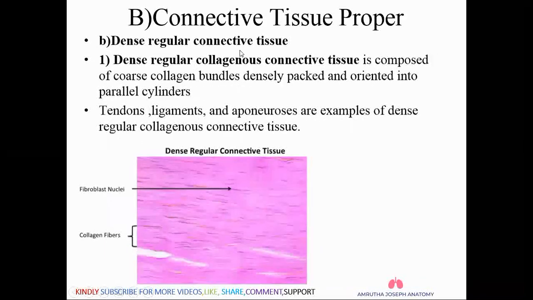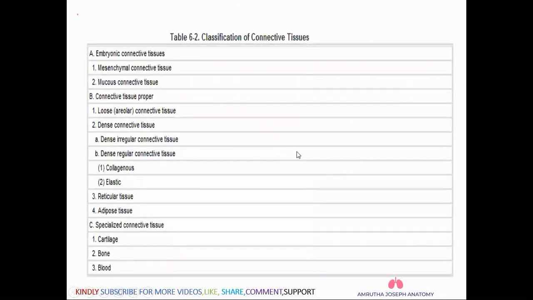Coming to the next one, that is dense regular connective tissue. The first one in that is dense regular collagenous connective tissue. Here the fibers are collagen fibers, and they are arranged in a very regular way. As you can see here, the fibers are arranged regularly, and this is seen in tendons, ligaments, and so on. Coming to the classification again, this classification you should remember.